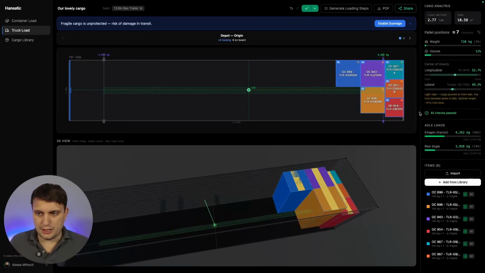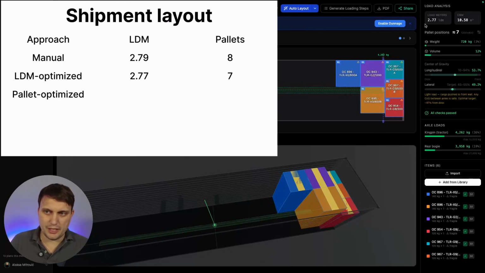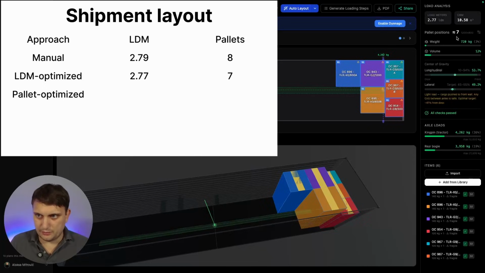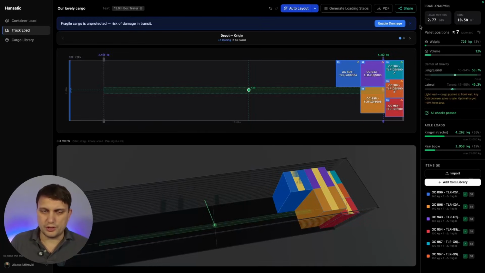So as you can see here, if we optimize the layout for the load meters, here we managed to get a little bit less, so 2.77 load meters, slightly better also for the pallet positions, here are 7. But regardless, we got improvement for the load meters, something that we are being charged on, and this is the most important to reduce our freight costs. So we fully optimize our layout towards the minimal LDM value.